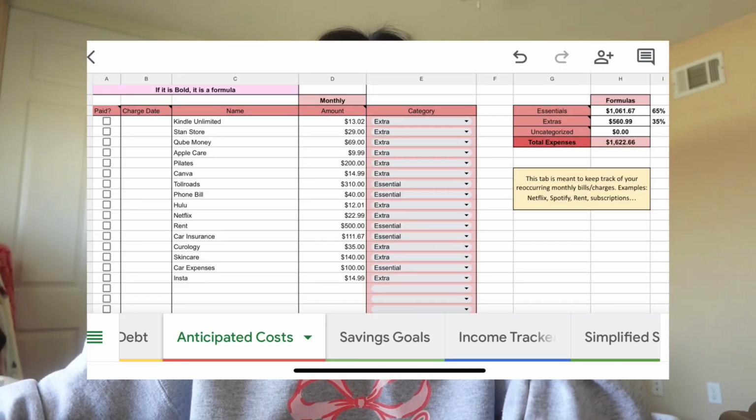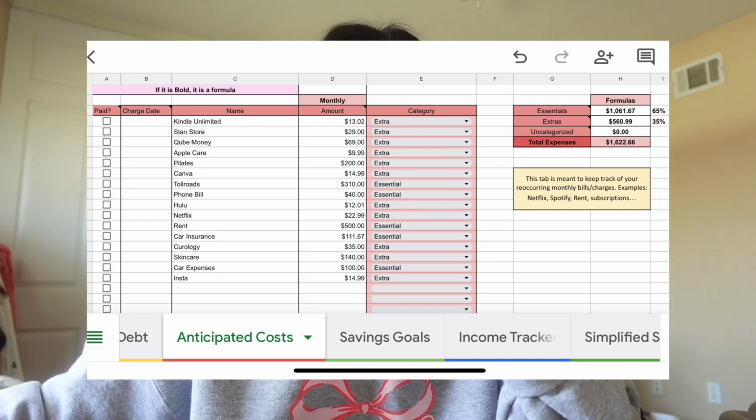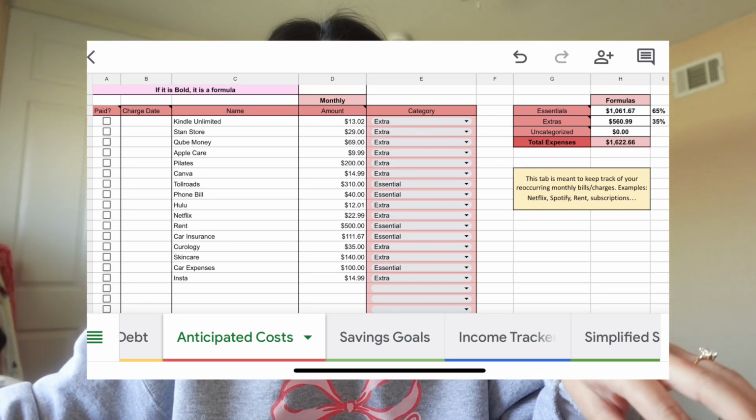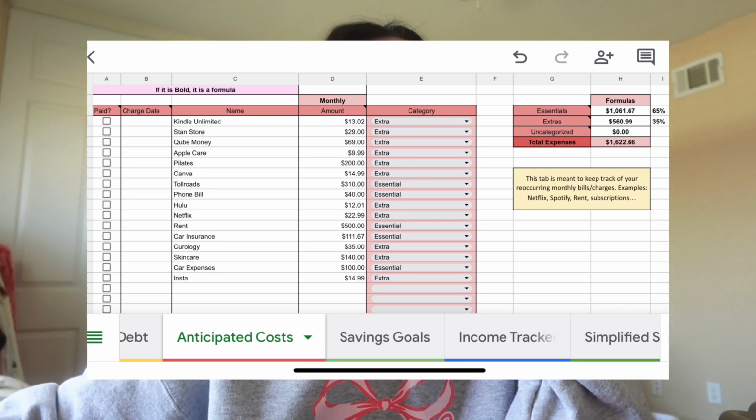Anticipated costs are my bills. So anything that is a reoccurring payment that I know I'm gonna need to pay, it's on this tab. Rent is $500. That's a placeholder essentially.